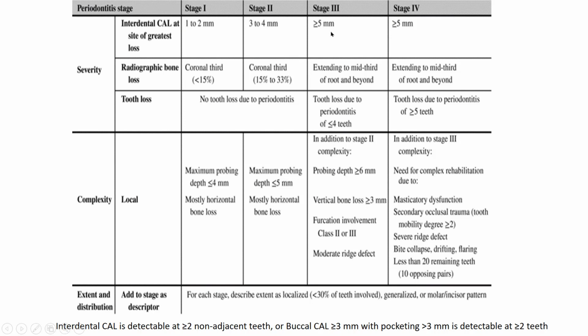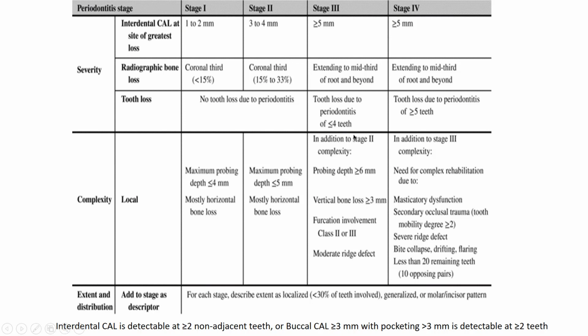As we go to stage 3, we have CAL greater than or equal to 5 millimeters. Radiographic bone loss is extending to the mid-third of the root and beyond. And at this point, patients may present with tooth loss due to periodontitis. And if they've had any tooth loss, they'll minimally be a stage 3. So they'll be in this category if they've lost less than or equal to 4 teeth.